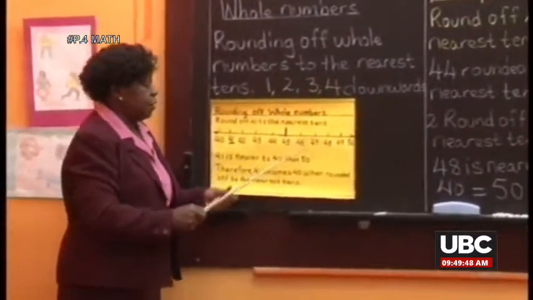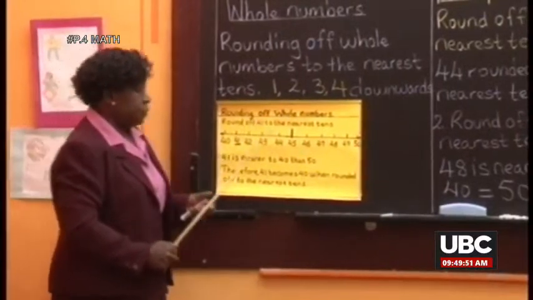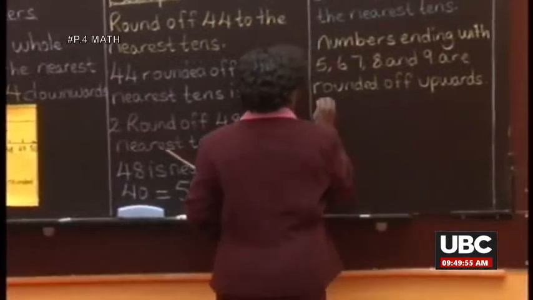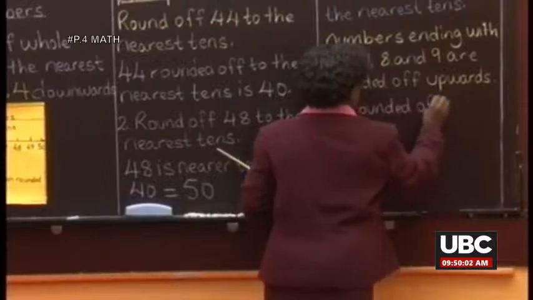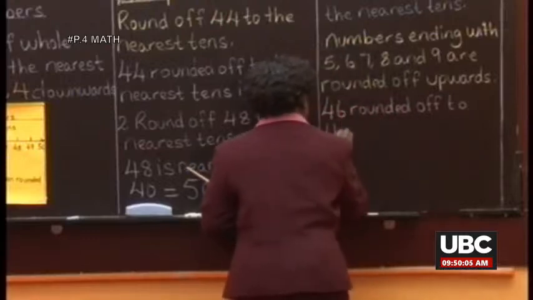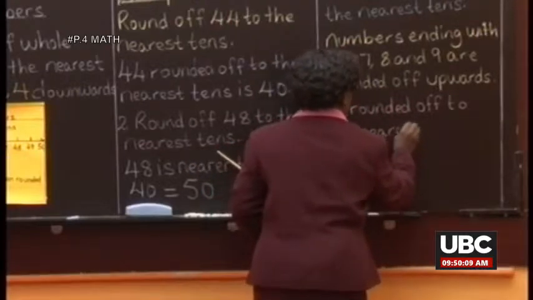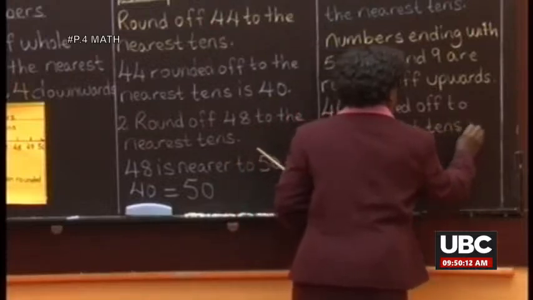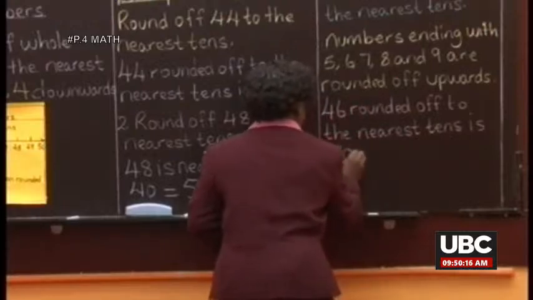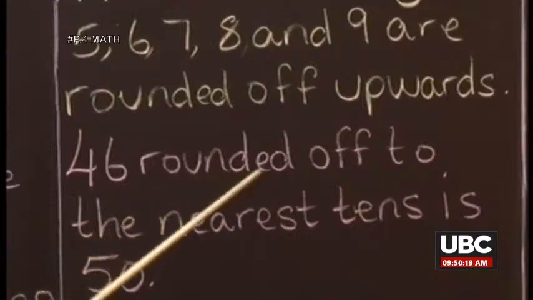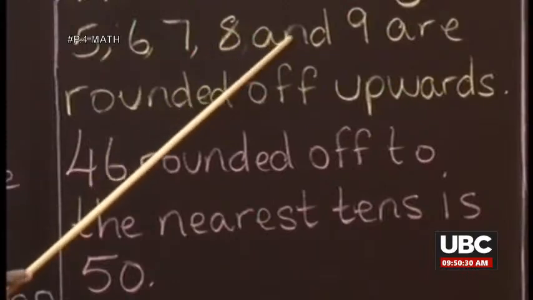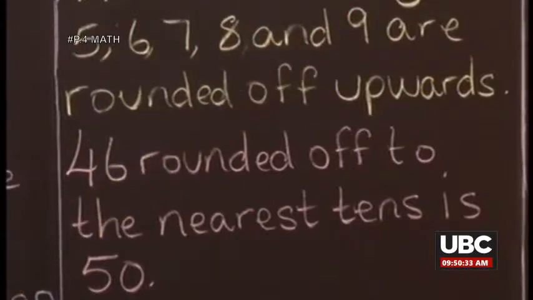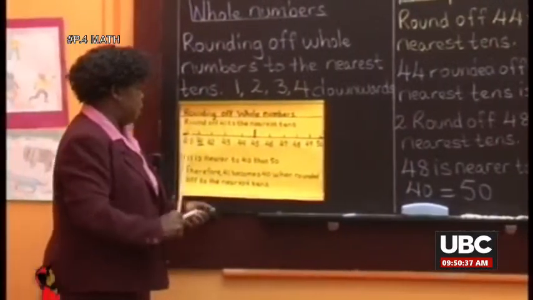46 is nearer to 50 than 40. Forty-six rounded off to the nearest tens is 50, because remember we said numbers ending with any of these digits, you round off upwards to the nearest tens. So 46 is nearer to 50 than 40.